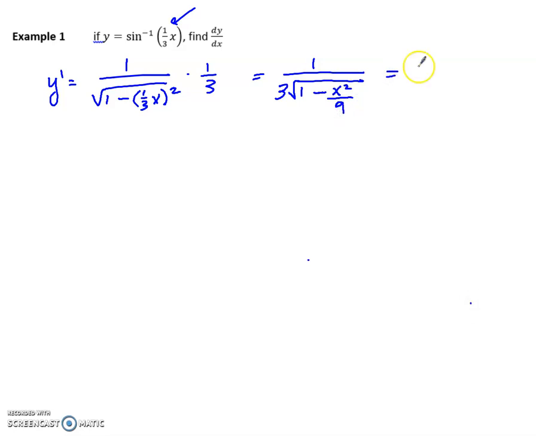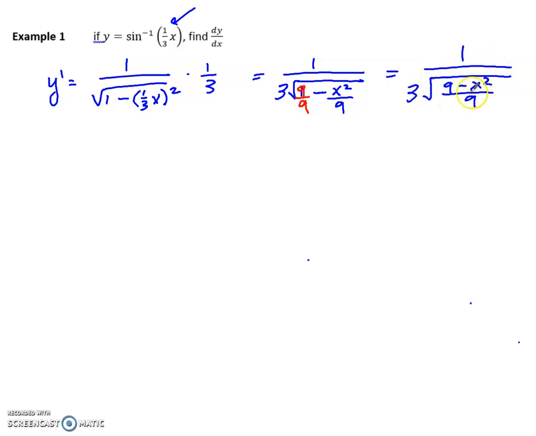Now, if I really wanted to start putting this stuff inside together, I could. I could multiply this little guy right here by 9 over 9 so that it would have common denominators. This is actually kind of helpful. So then I have 9 minus x squared over 9. You are allowed to take the square root of the top and bottom separately.